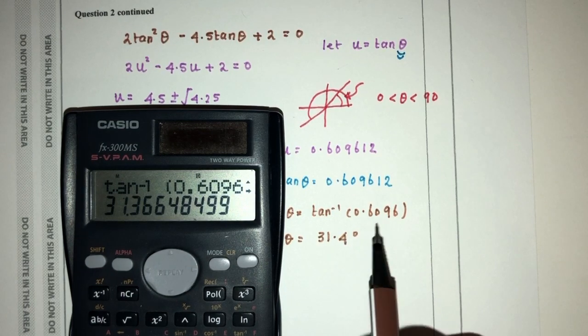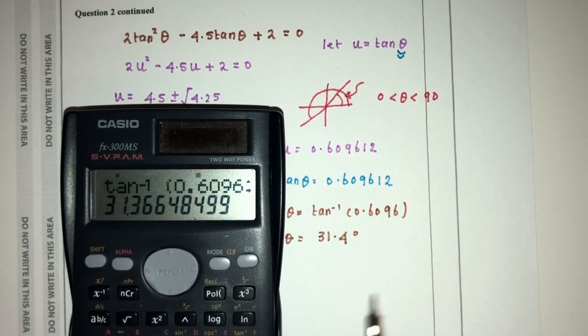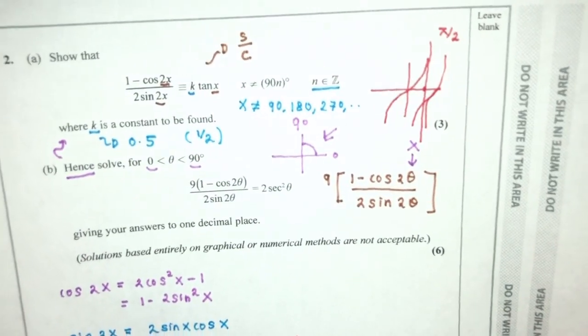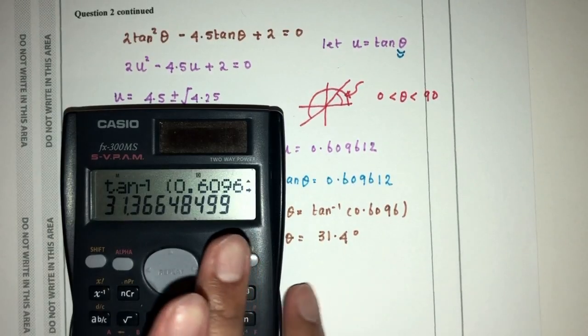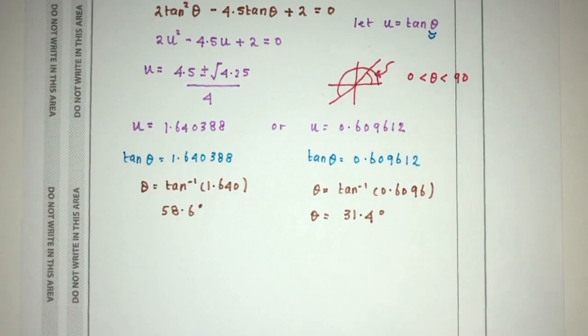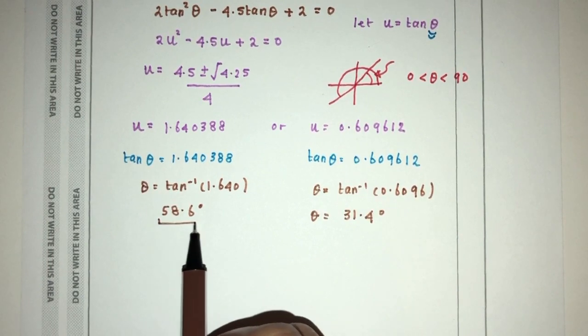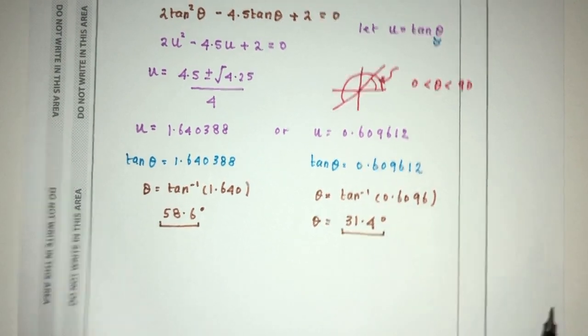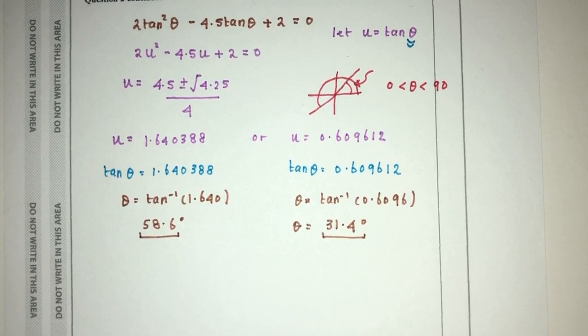That will be 31.4 degrees. So I think the question was asking to provide your answer to 1 decimal place. So here we go. We have the answers here for 2 values of theta correct to 1 decimal place. Okay, this and this. And that should be your question number 2.